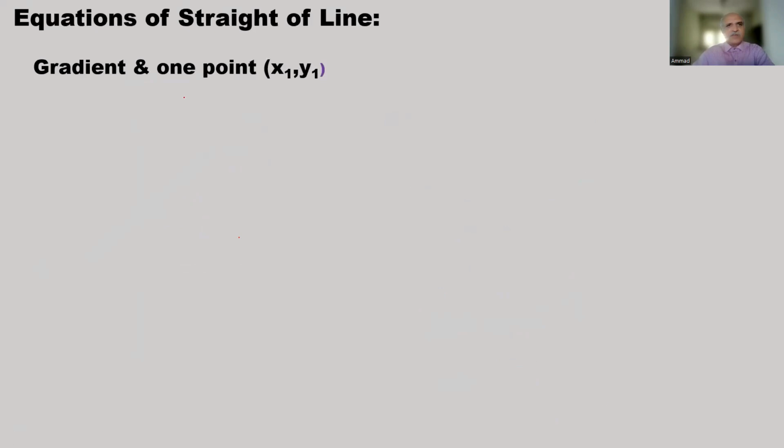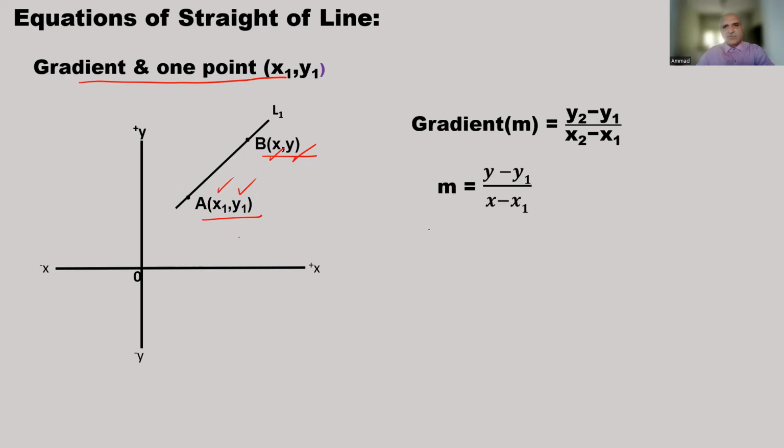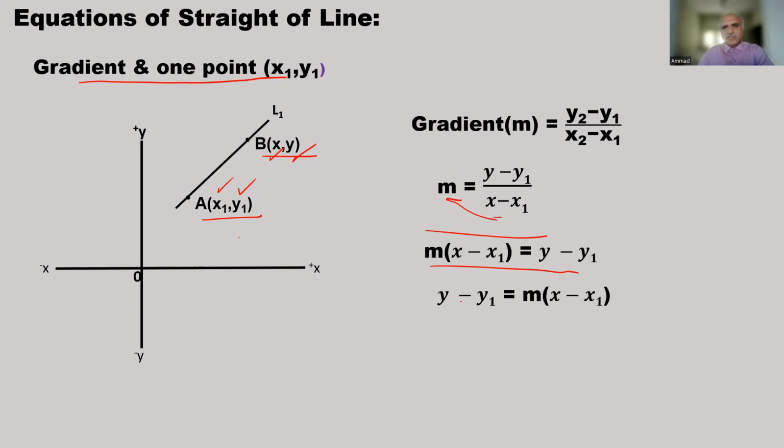So next, when gradient and 1 point is given on a line, so this is a line, and 1 point is given over here, and we can take any other general point, so we can find the gradient by these two points by this formula. Here we have y2, this is y1, this is x2, this is x1. So ultimately we have slope in this form. If we move this one over here, we get this one. By rearranging, we get this formula to find out the equation of a line when 1 point and slope is given.